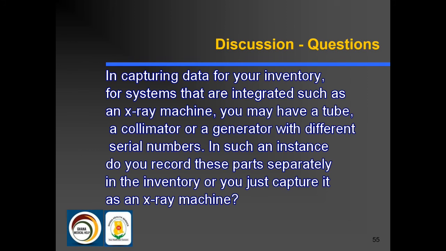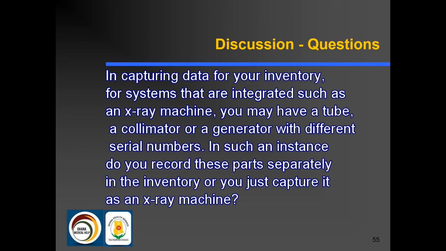But for an X-ray room, we've typically just given it one number, and then within the database, we've kept a list of all the sub-assemblies with their serial number information. But to make things simple, we've just one number for a system.